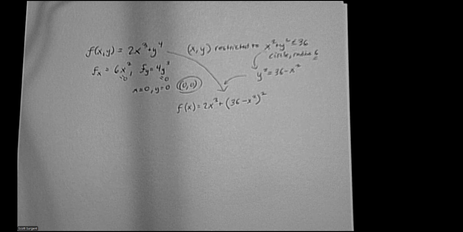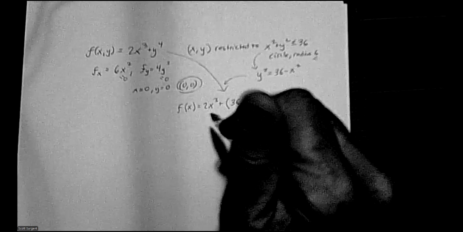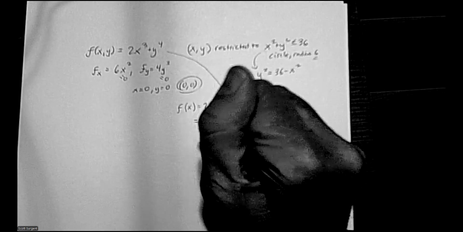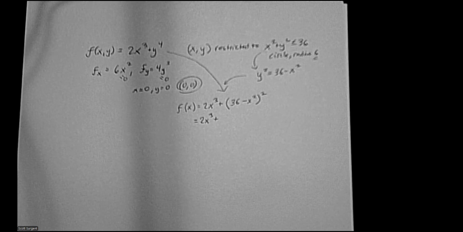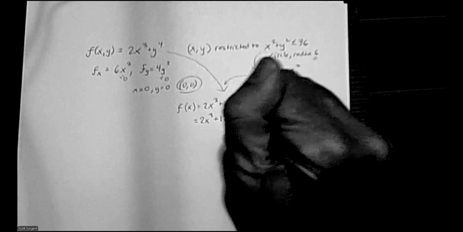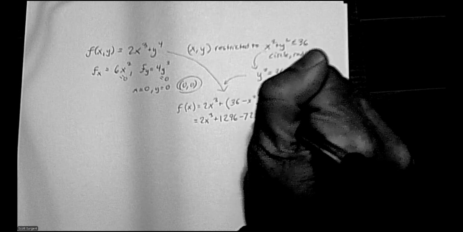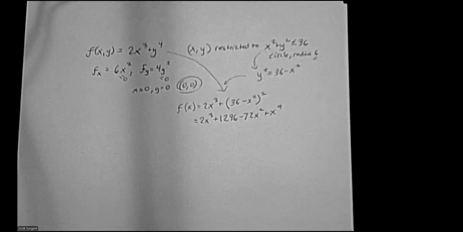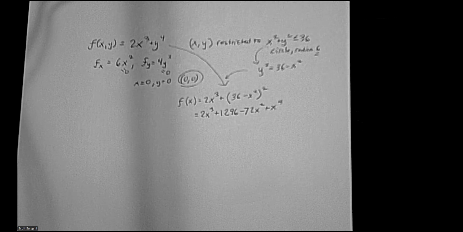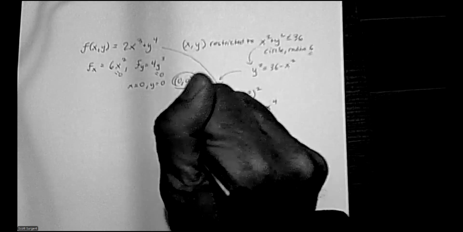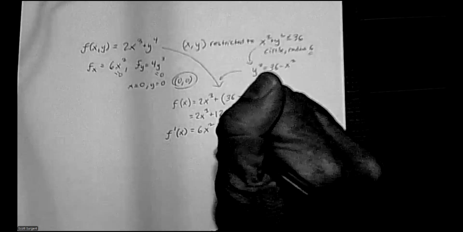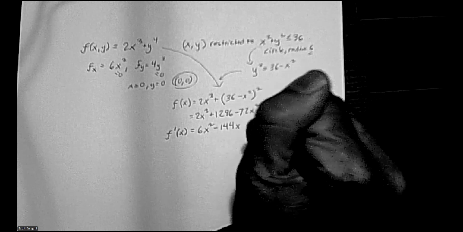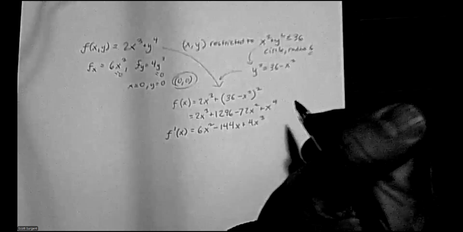All right. As far as finding critical points on this now, I think I'm going to go ahead and distribute that out. So 36 squared, I should know that, but I think it's 216. 1296, my bad. Take away 72x squared plus x to the fourth. So that's the function in terms of x along the boundary. If I take the derivative, now we're just doing traditional calc 1. I get 6x squared. The constant drops out. I get negative 144x, and then I get plus 4x cubed.